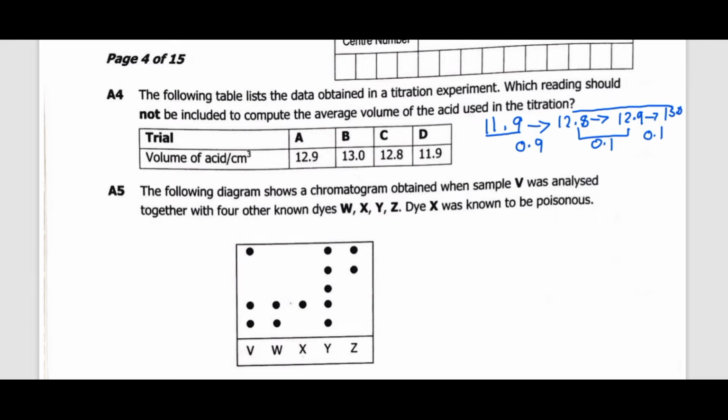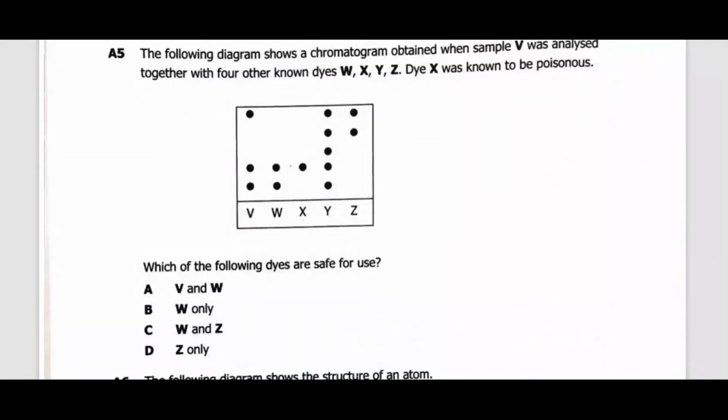So we can see that 11.9 is somehow showing an error. So this is the number that we are not supposed to add. So let's move on to question 5. The following diagram shows a chromatogram obtained when sample V was analyzed together with 4 other dyes W, X, Y, and Z. Dye X was known to be poisonous.